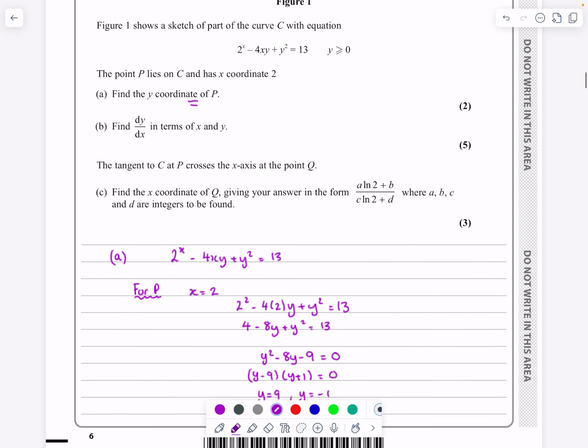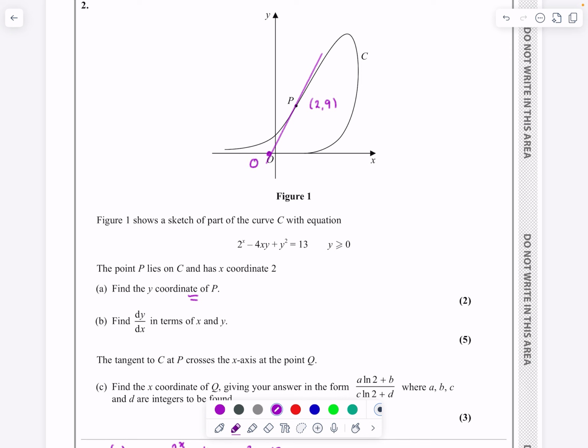If I had the tangent at P, it's not the greatest version of a tangent, but what we're looking for is that point Q there. So in other words, let's just work out the equation of this line. Once I've got it, if I put y equals 0 in, then I'll find the point Q. But I've got to find the equation of a tangent. How do I find the equation of a tangent? I want a point on the line which I've got, and I want the gradient. So I want the gradient when x equals 2.